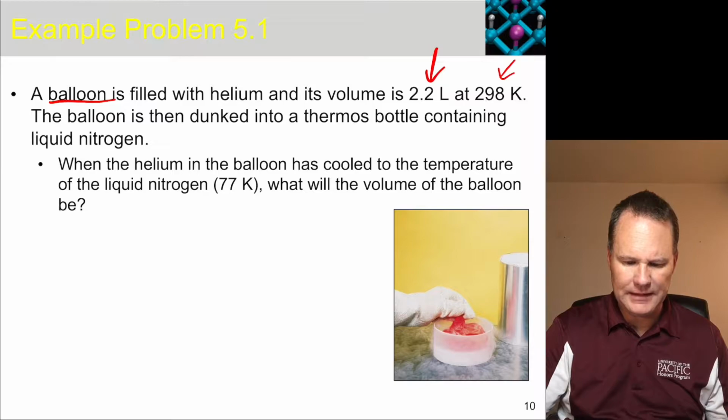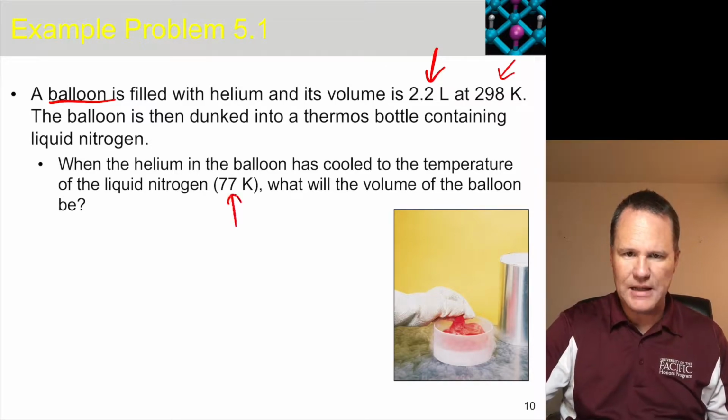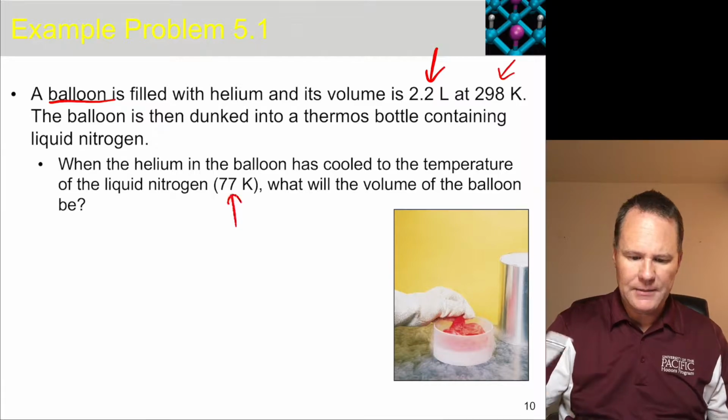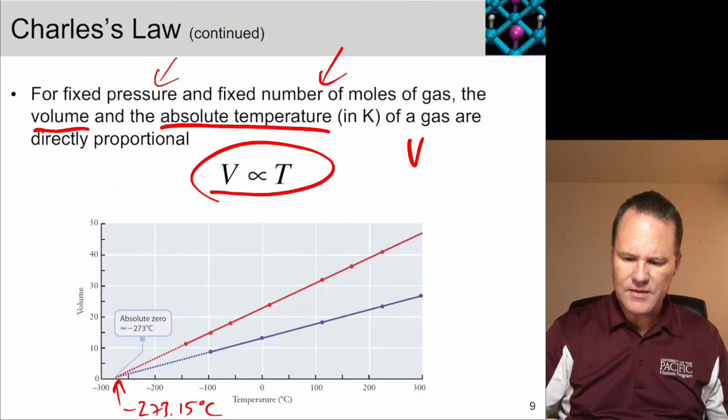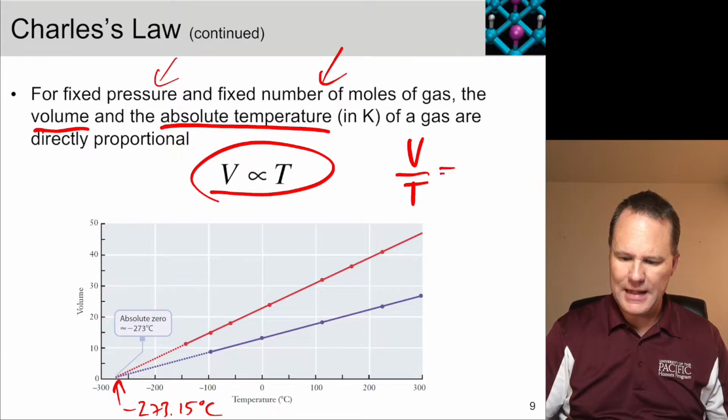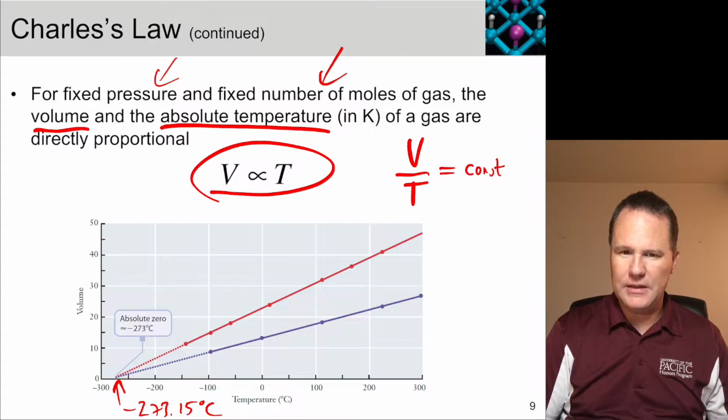And then when the balloon has cooled to the temperature of liquid nitrogen, so the new temperature is 77 kelvins, what will be the volume of the balloon? So how can we do that? Well, if you go back to the previous one, we'll see that the volume is proportional to the temperature. Or I can also say that the volume over the temperature, or the temperature over the volume, is constant. Okay. I can do it either way. I think it's more customary to use temperature over the volume, but it doesn't matter.